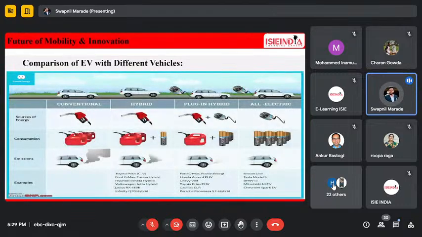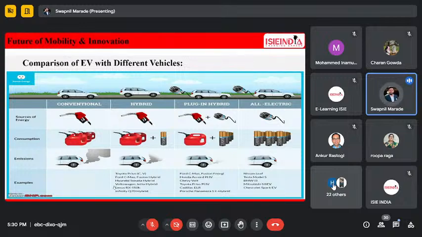Now the comparison of electric vehicles with different vehicles. First is a conventional vehicle, then hybrid vehicle, plug-in hybrid vehicle, and all electric vehicle. Those are the vehicles which we can compare with each other with the help of source of energy, and thereafter consumption and emissions, right?